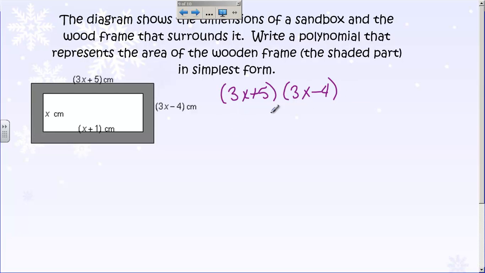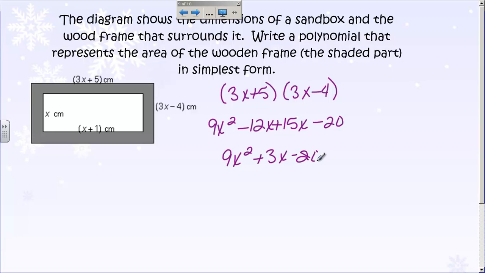I'm going to do this without arrows this time. If it messes you up, I apologize. 3x times 3x is 9x squared. 3x times negative 4 is negative 12x. 5 times 3x is 15x. And 5 times negative 4 is negative 20. So like terms in the middle, this comes out to 9x squared plus 3x minus 20. So there is the whole thing. That's the whole big rectangle.